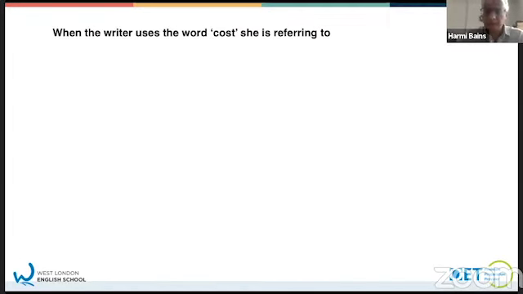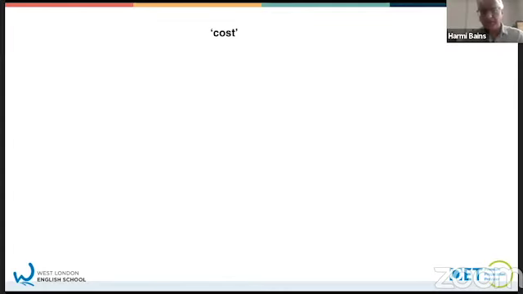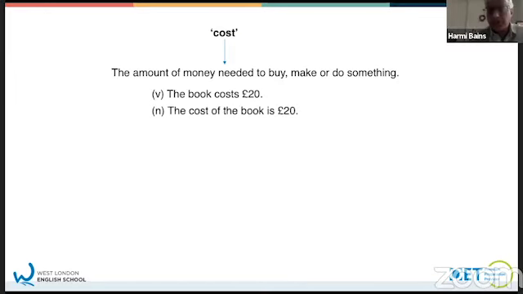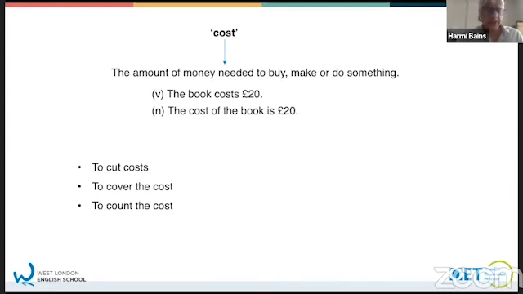But really importantly, they're not asking you, what is the definition of cost? What does cost mean? We all know the meaning of cost: the amount of money needed to buy, make, or do something. It could be a verb, such as the book costs £20. It could be a noun. The cost of the book is £20. Okay, and also we can use the word cost in many different ways. So you can use it almost like a verb phrase. You can cut the costs, cover the costs, you can count the costs.